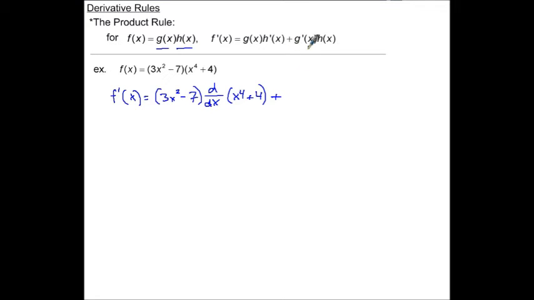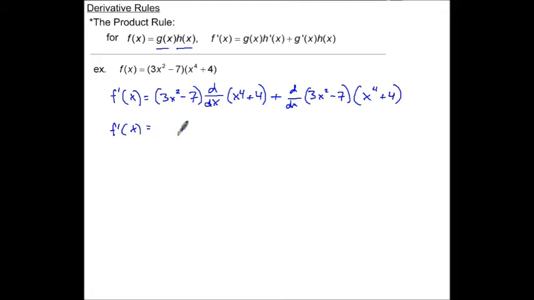Now I want the derivative of the first half, so the derivative with respect to x of the first half, which is my 3x squared minus 7. And then I'm going to take that times the second half, which is our x to the 4th plus 4. So just be careful, this d dx here only applies to the first half of this, not the second half. But here we go. So let's clean this mess up.